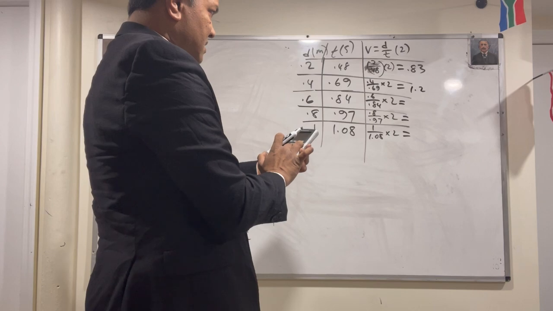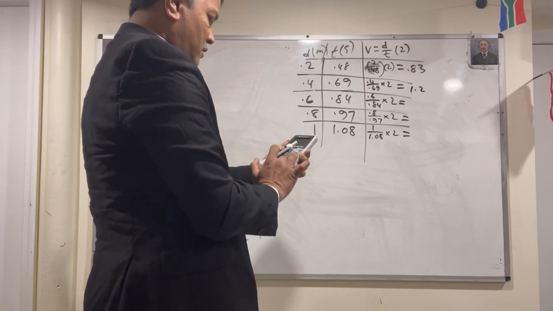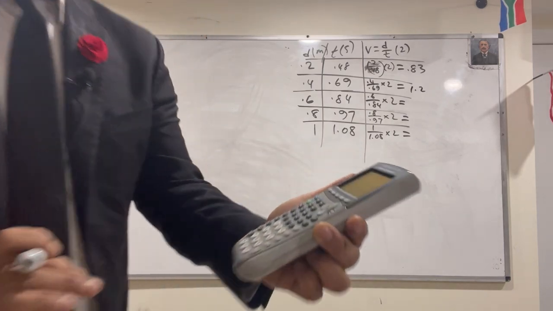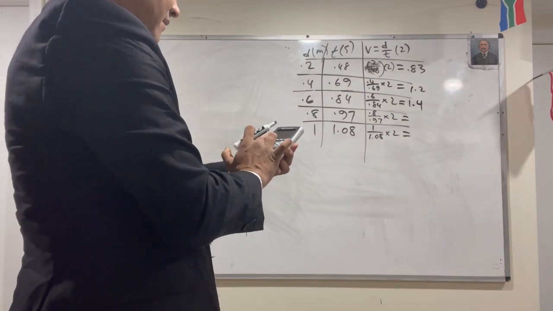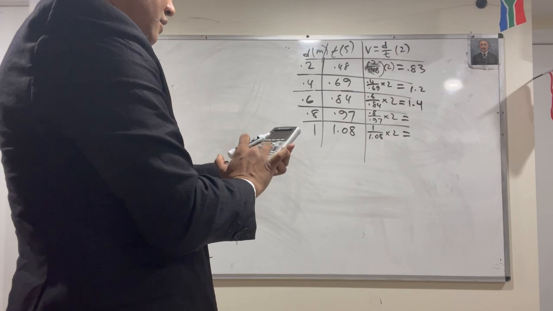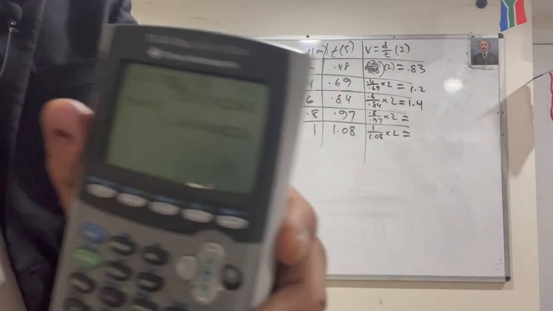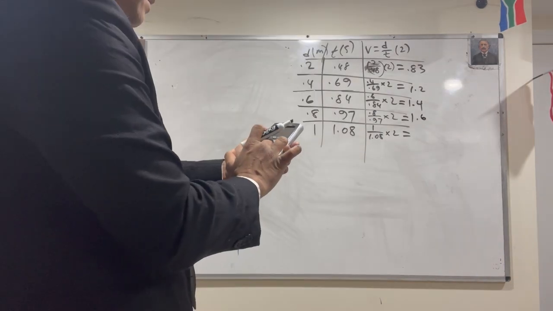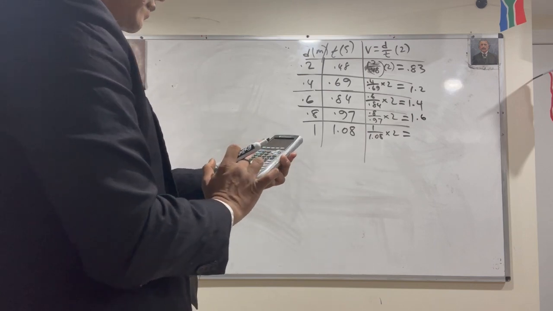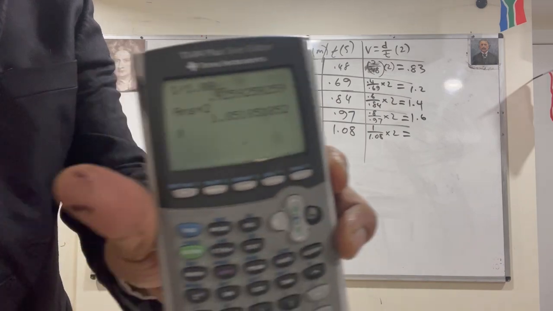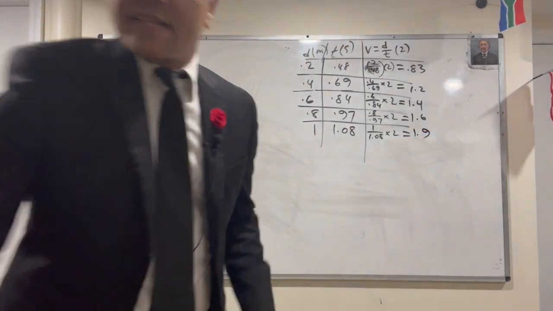Point six divided by 0.84 times 2, then divided by 0.97 times 2, 1.6, divided by 1.08 times 2, 1.9. All right, so Galileo said that an object is speeding up.